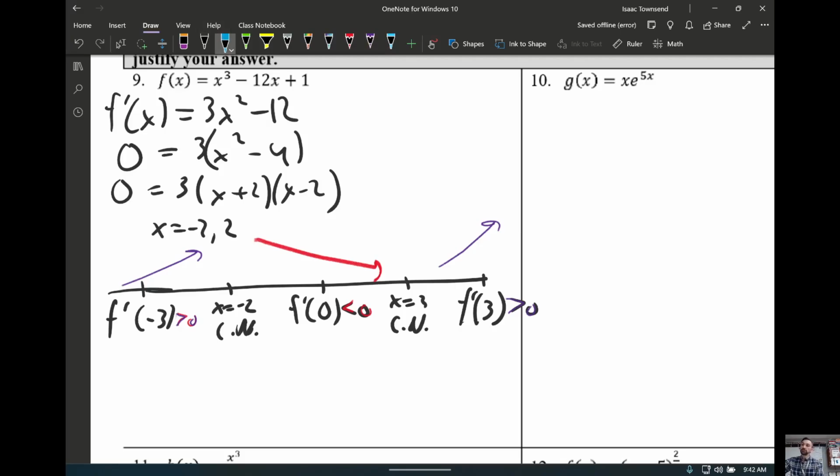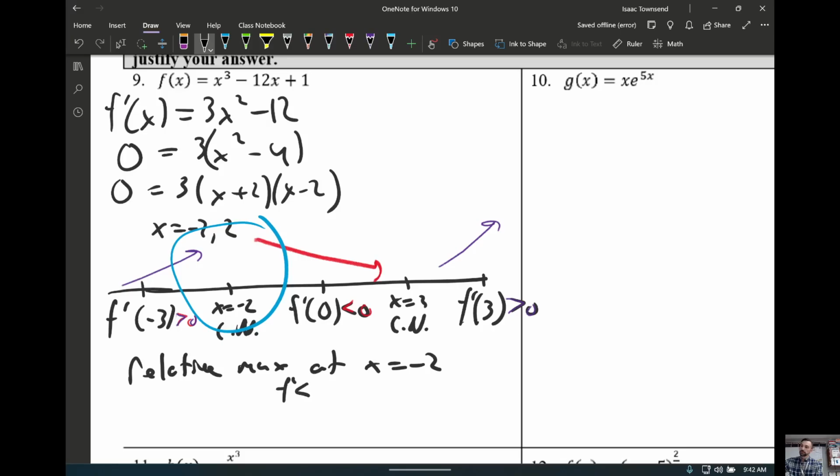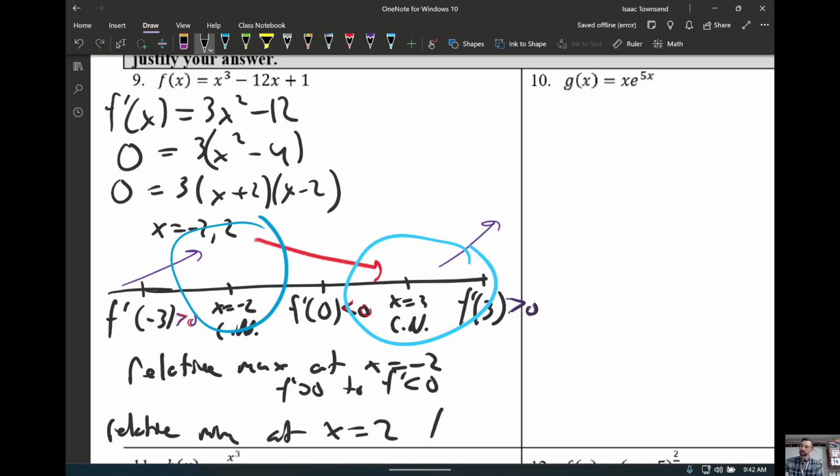Now we've got our visual. Looks like a relative max here. Just write it out. Say y. And it looks like we have a relative min here. And state y.